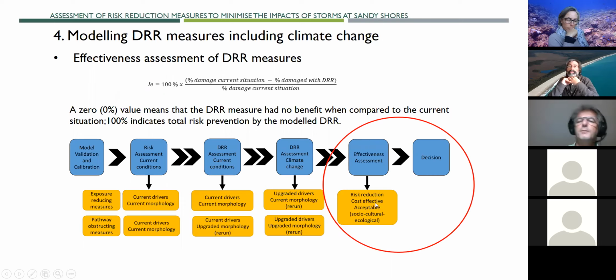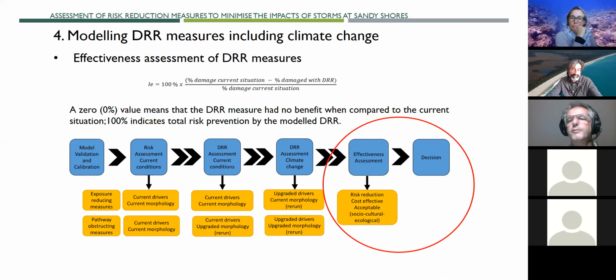Of course, for instance, we can have a very nice measure that completely reduces the risk, but if it is not cost effective, if for instance it costs 200 million euros for a small area, no one is going to implement it by lack of money. So it can be 100% effective in terms of reducing the risk, but not acceptable in terms of cost. It can also be not acceptable, for instance, in terms of social, cultural, or ecological issues. Namely, the social and cultural ones are quite important.